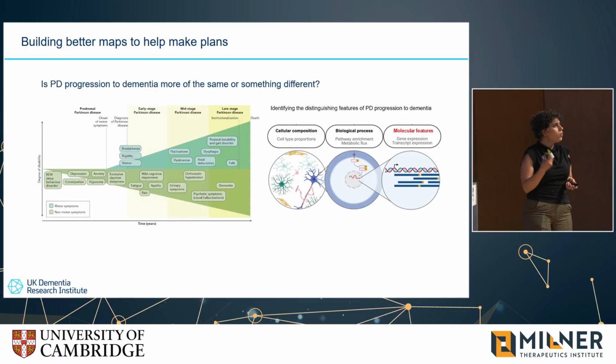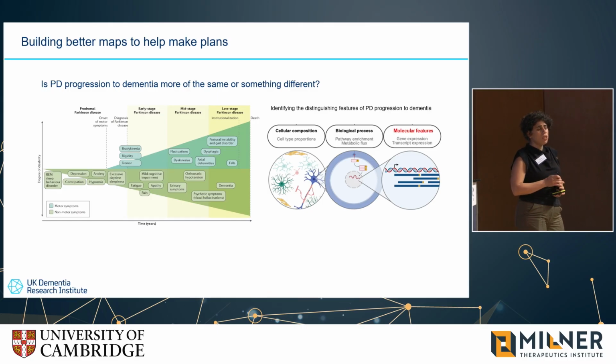Okay, so I've also wanted to tell you about building maps in order to make plans. Why do you want to make a plan? Well, because when you see a patient, you want to know what's going to happen to them. You want to know what state in the disease process they're in. And so here, what we looked at was PD progression. And PD, Parkinson's disease, is an old disease. It's a disease that's been described for hundreds of years.